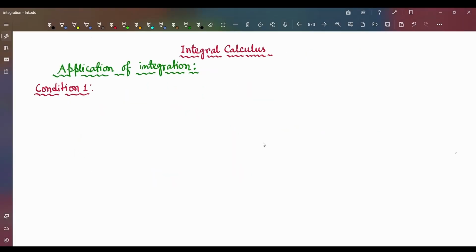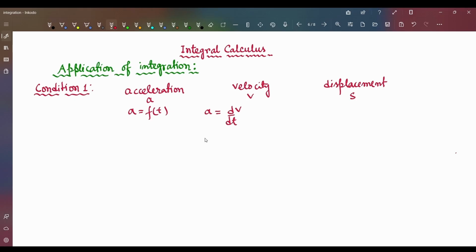In motion related problems, to calculate velocity from acceleration and displacement from velocity, we can use integration. But the condition is that velocity and acceleration should be functions of time. If acceleration is a function of time, then we can write a is equal to dv/dt, then dv is equal to a dt. Therefore, integrating both sides, we get v is the integration of a dt. To get velocity from acceleration, we need integration.